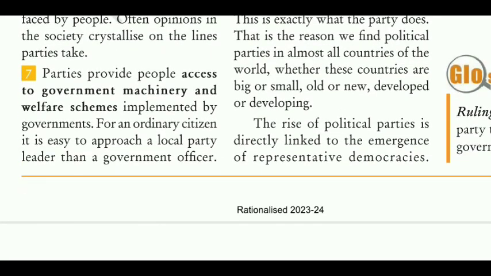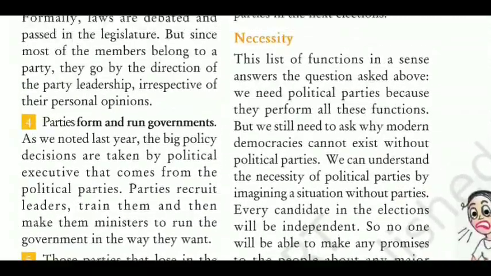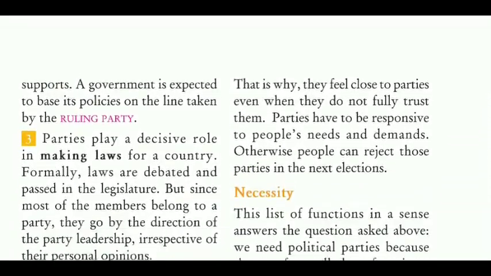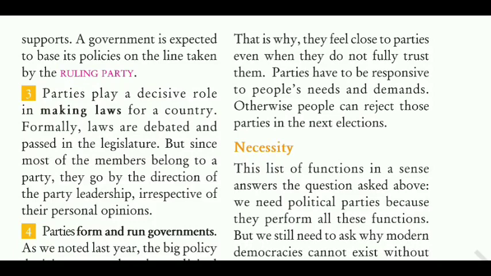Number 7. Parties provide people access to government machinery and welfare schemes implemented by governments. For an ordinary citizen, it is easier to approach a local party leader than a government officer. That is why they feel close to parties even when they do not fully trust them. Parties have to be responsive to people's needs and demands. Otherwise, people can reject those parties in the next elections.